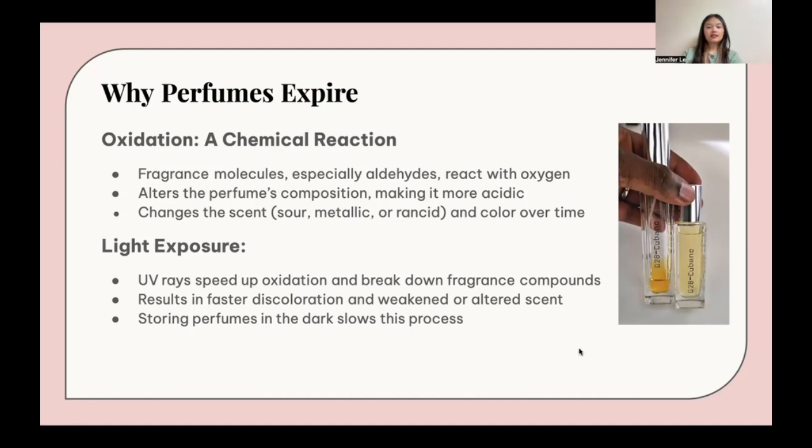And then there's exposure to light. UV rays from sunlight or even indoor lighting can speed up oxidation and break down the fragrance compounds even faster. That's why perfumes that sit out in the light tend to expire sooner as they lose their original scent and get discolored. To help them last longer, it's best to store perfumes in a cool, dark place away from direct sunlight.